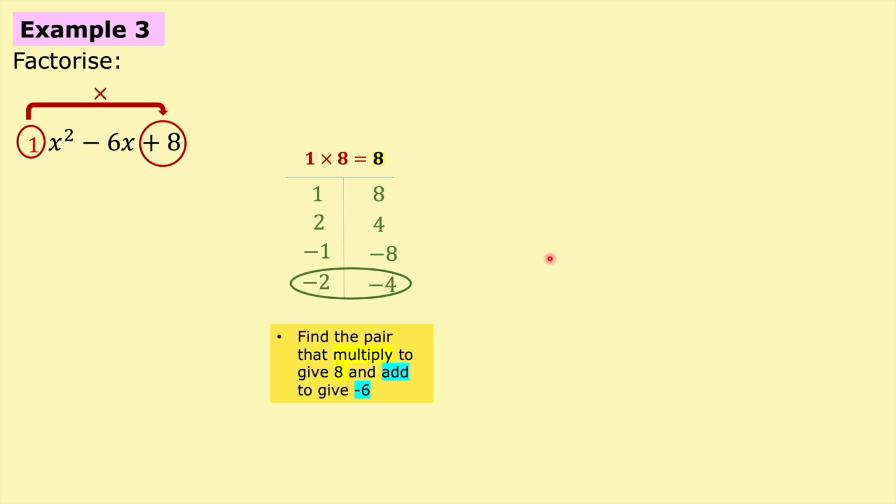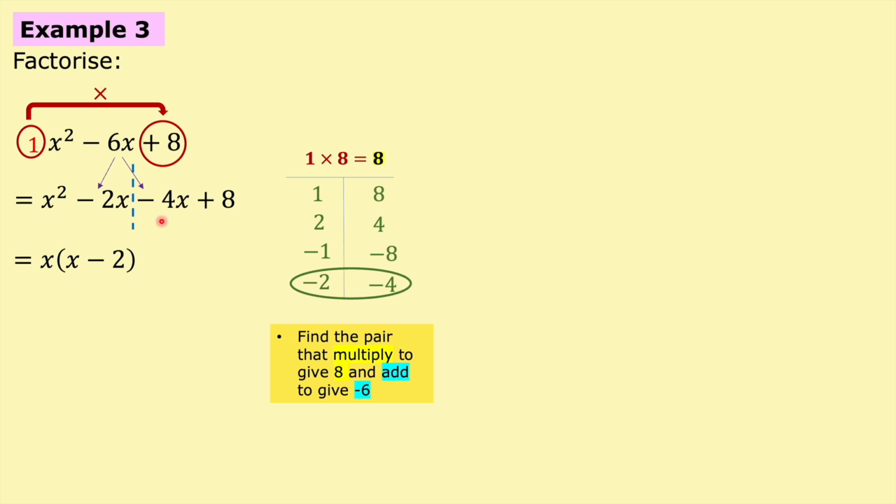We're then going to rewrite our expression by essentially splitting up this negative 6x to become negative 2x, negative 4x, to give us x squared, subtract 2x, subtract 4x, add 8. Same steps as before, split that straight down the middle, factorise that first part of our expression with a common factor of x to come outside the bracket. So x times x gives us x squared, x times negative 2 gives us negative 2x.